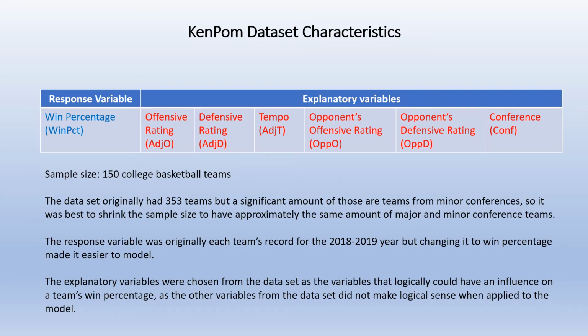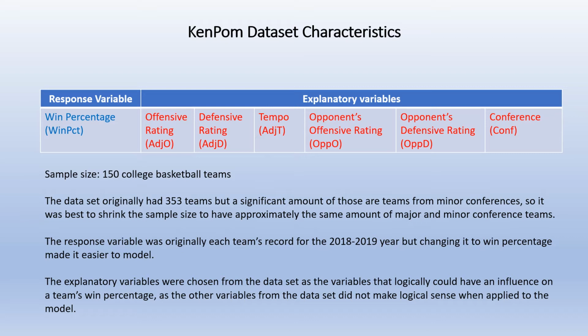Now I used 6 explanatory variables in this first model. Offensive rating, which is measured by the points scored by a team per 100 possessions, or per the 100 times that they have the ball. Defensive rating, which is points allowed per 100 possessions.